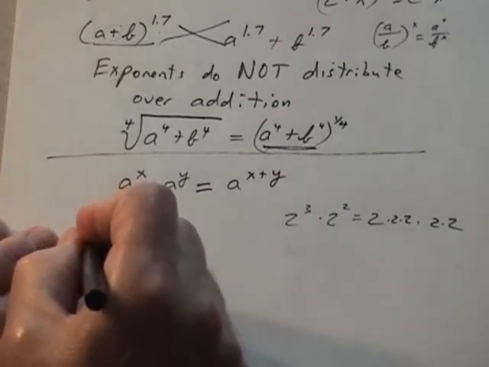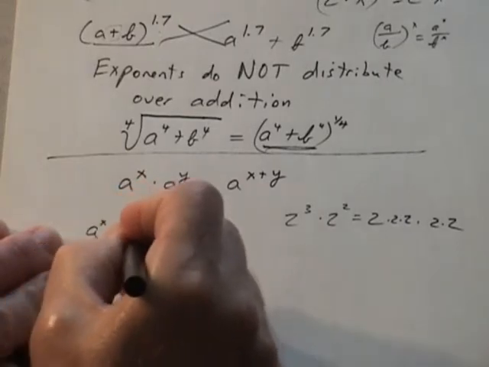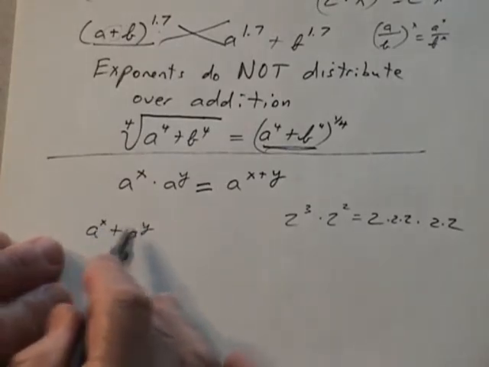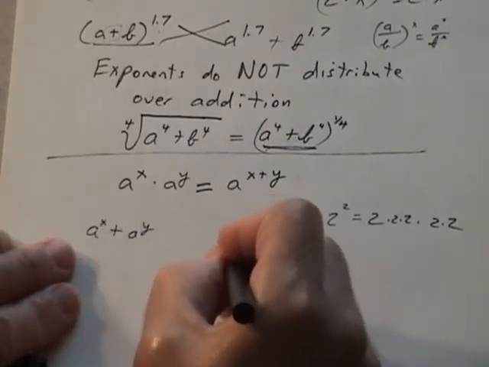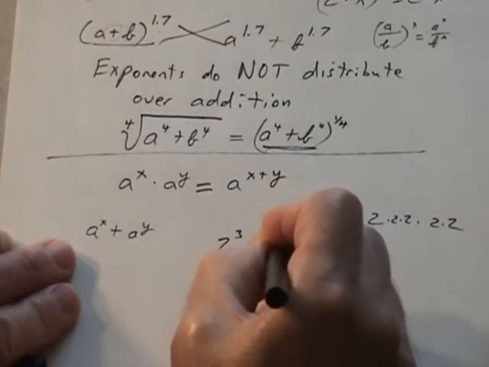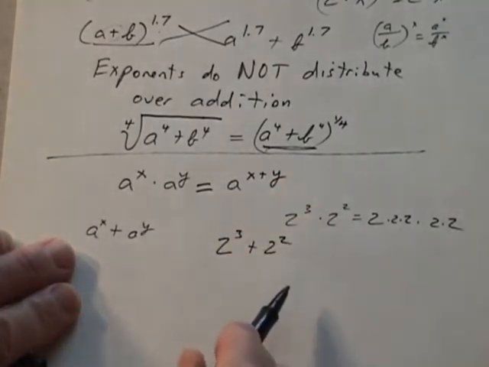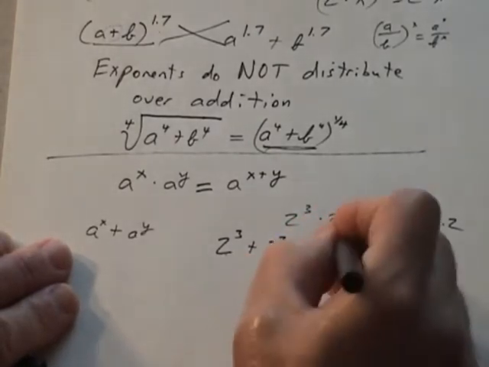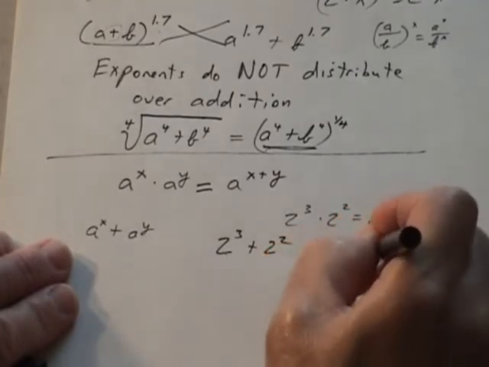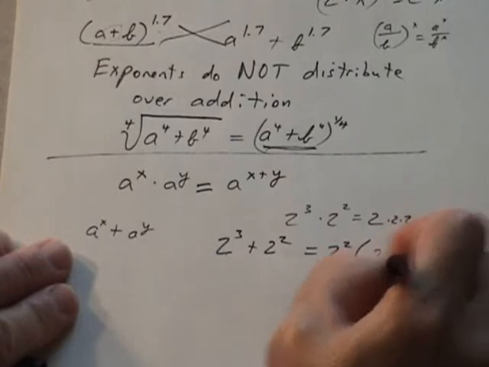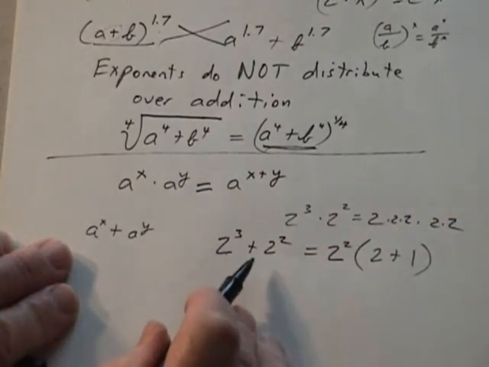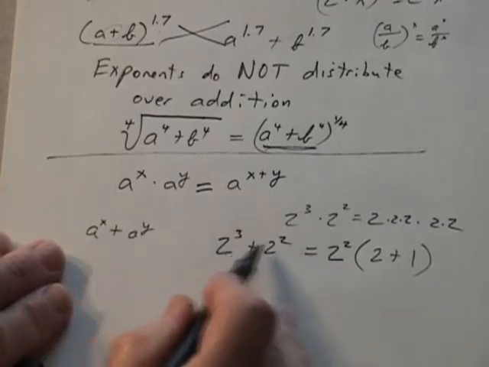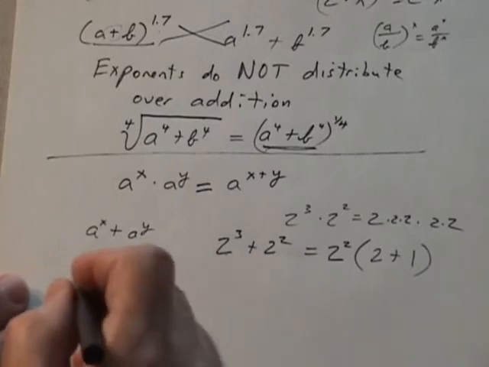It's not going to work if you try to do a to the x plus a to the y. You cannot combine the a's and the x's and the y's. And some people would try to do that with 2 to the third plus 2 to the second and write that as 2 to any power, but it's pretty clear that that doesn't work. On the other hand, there is something you could do with this. If you felt like it, you could factor out a 2 squared, and that would leave you with a 2 to the first plus a 1 for that second term. And occasionally that's handy. But exponents do not distribute over addition. So the best you can do is try to factor what's here to try to deal with that expression.